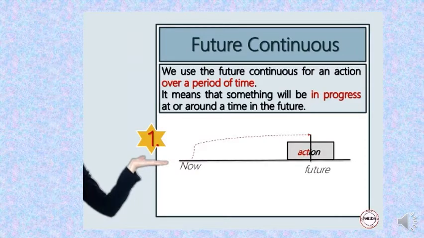Let's talk about some rules where we are going to use future continuous tense. Rule number 1. We use the future continuous for an action over a period of time. It means that something will be in progress at or around a time in the future.